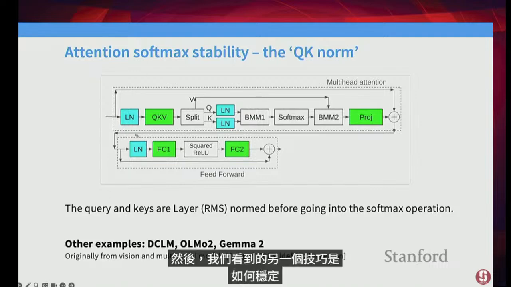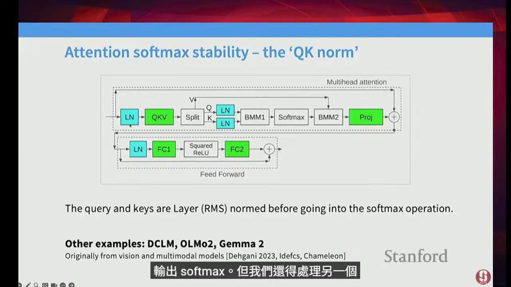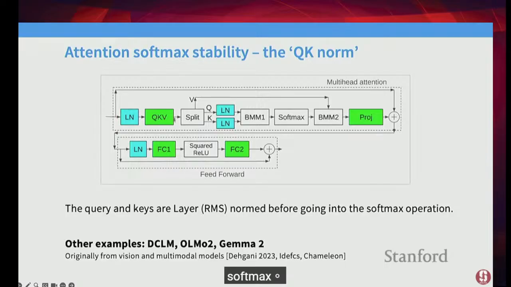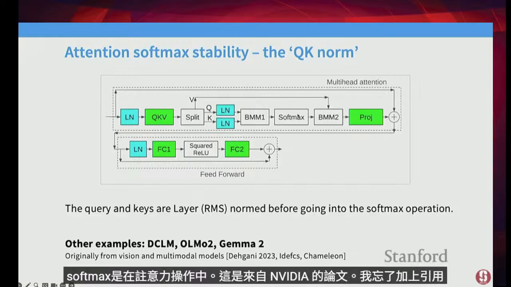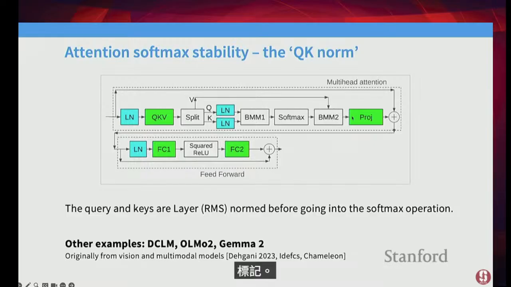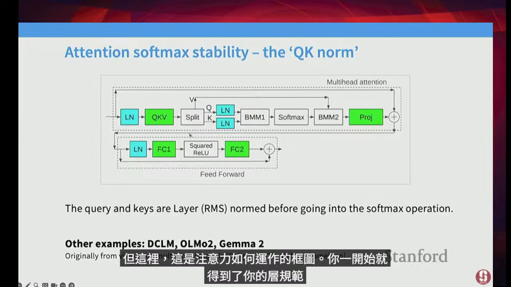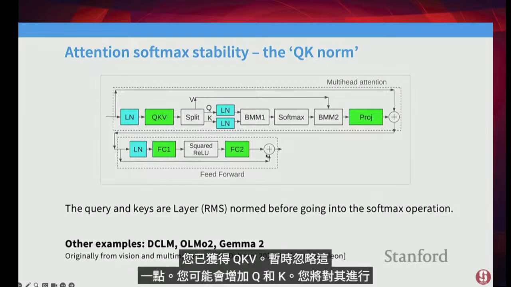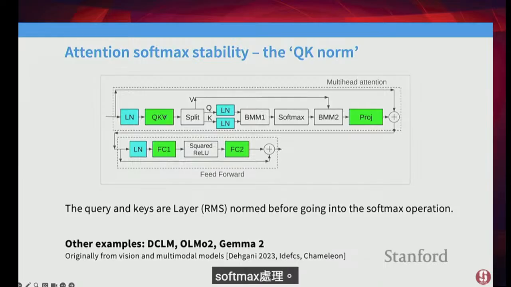But here, this is a block diagram of how attention works. You've got your layer norm at the beginning. You've got your QKVs. Ignore this for the moment. You might multiply your Qs and your Ks. You'll softmax it. You multiply the V, and then you'll project it. And then that's going to give you your fully connected and your output, right? So if you ignore this little piece over here, this looks just like your normal multi-head attention operation. So what's kind of the difference here?